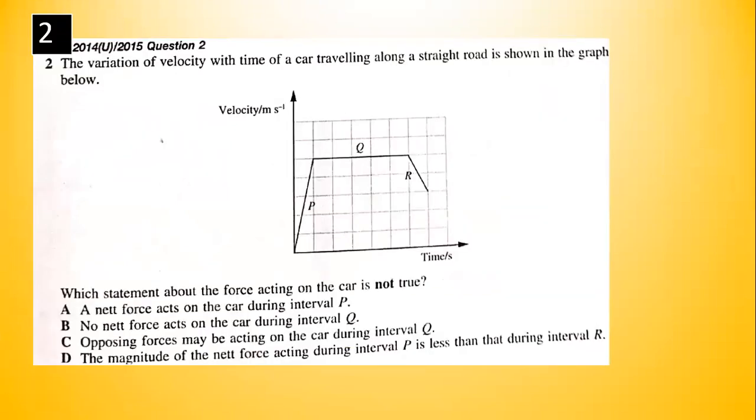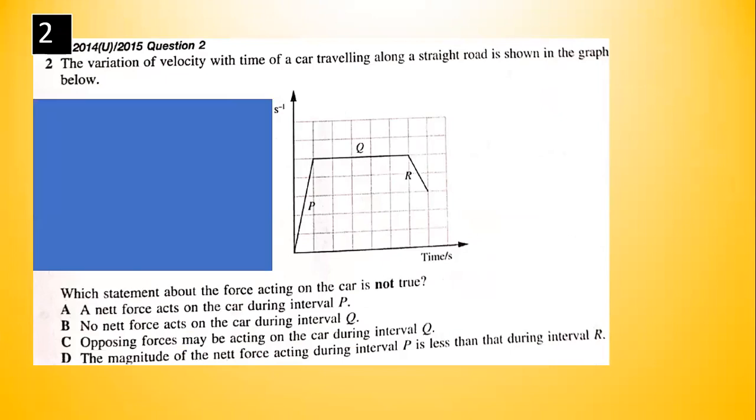The variation of velocity with time of a car traveling along a straight road is shown in the graph below. Which statement about the force acting on the car is not true? The net force acting on the car during the interval P. Correct, right? You want the wrong one, because there's an acceleration, so there's a net force. And then no net force acts on the car during the interval Q. Q is uniform velocity, so no net force, correct?